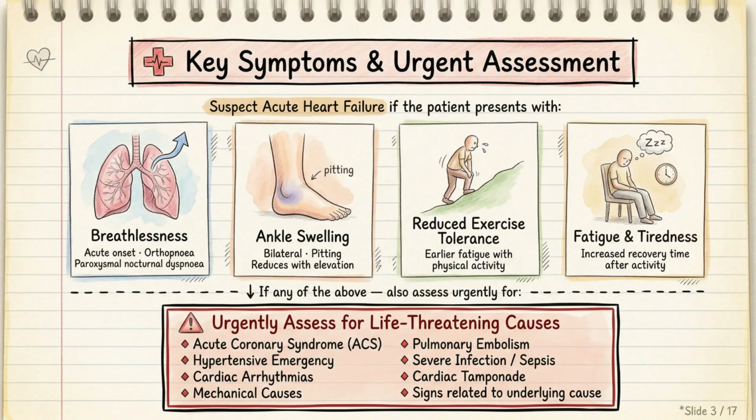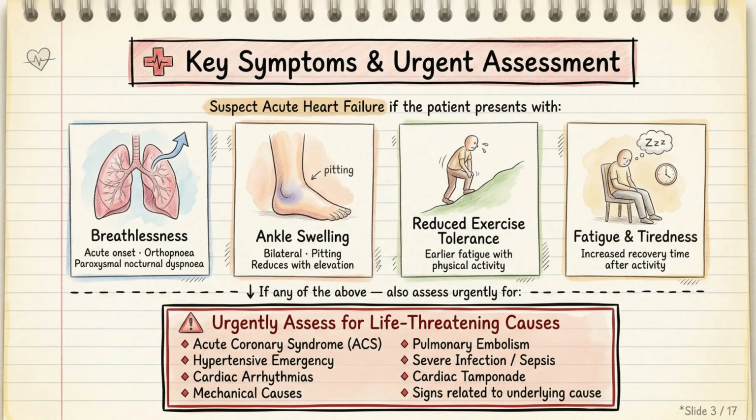First, breathlessness. This can be acute onset, orthopnea, meaning breathlessness when lying flat, or paroxysmal nocturnal dyspnea, where patients wake gasping from sleep. Second, ankle swelling, bilateral pitting edema that reduces with elevation, a classic sign. Third, reduced exercise tolerance. These patients fatigue earlier with physical activity. Something that was easy before is now a struggle. And fourth, fatigue and tiredness, with increased recovery time after any exertion.